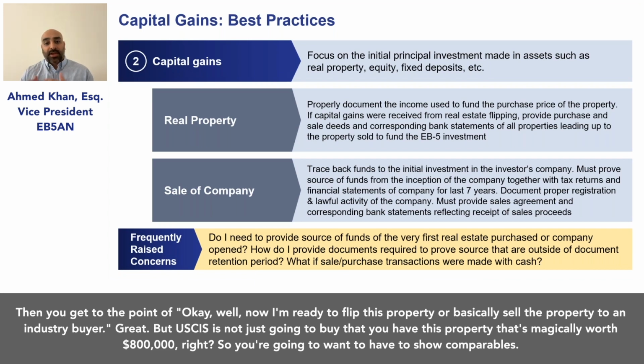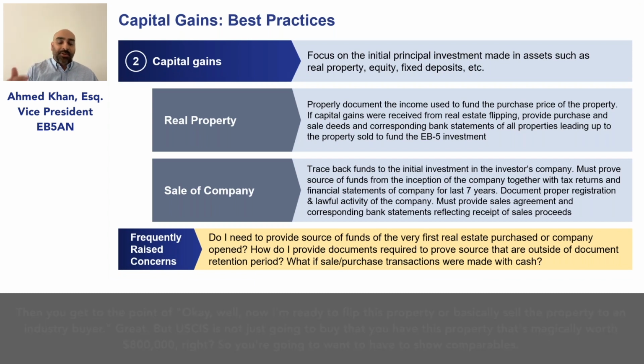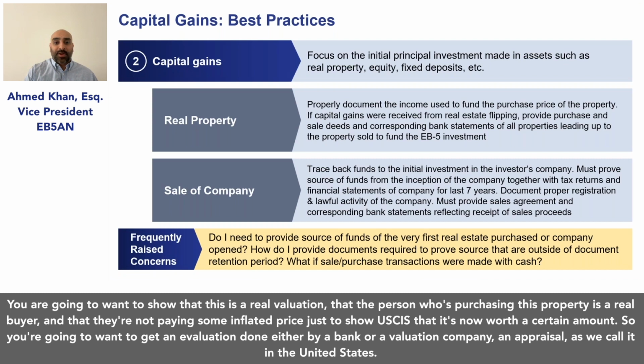Then you get to the point of, okay, now I'm ready to flip this property, or basically sell the property to an interested buyer. Great. But USCIS is not just going to buy that you have this property that's magically worth $800,000, right? So you're going to have to show comparables. You're going to want to show that this is a real valuation, that the person purchasing this property is a real buyer, and that they're not paying some inflated price just to show USCIS that it's now worth a certain amount. So you're going to want to get an evaluation done either by a bank or a valuation company, an appraisal, as we call it in the United States.